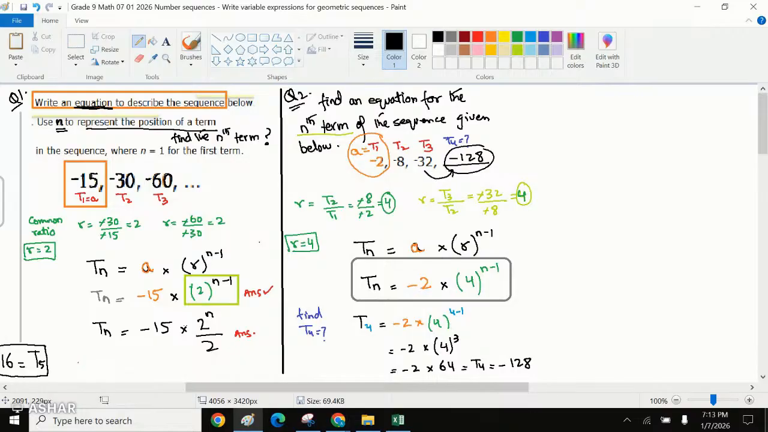So our original question was to find the nth term. We did term number 4 just to prove that term number 4 can be found, term number 10 can be found, term number 100 can be found by using this generalized formula. Okay.